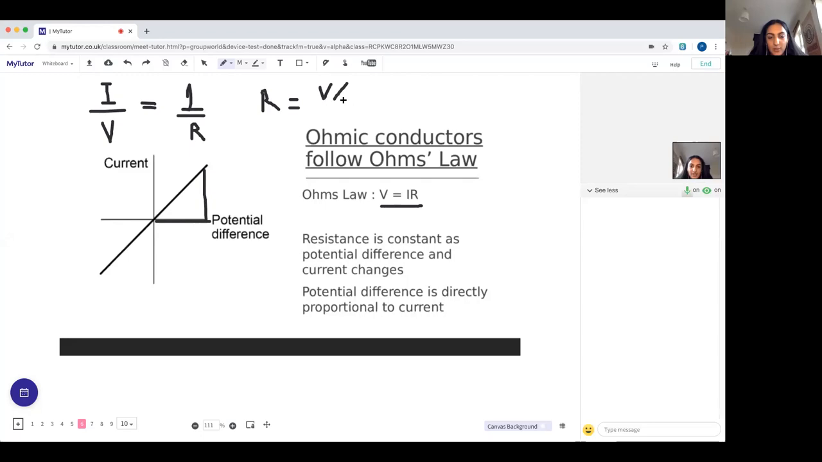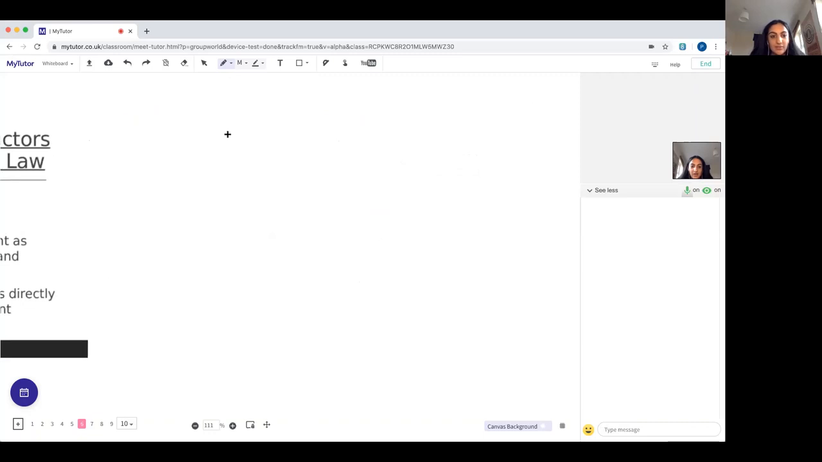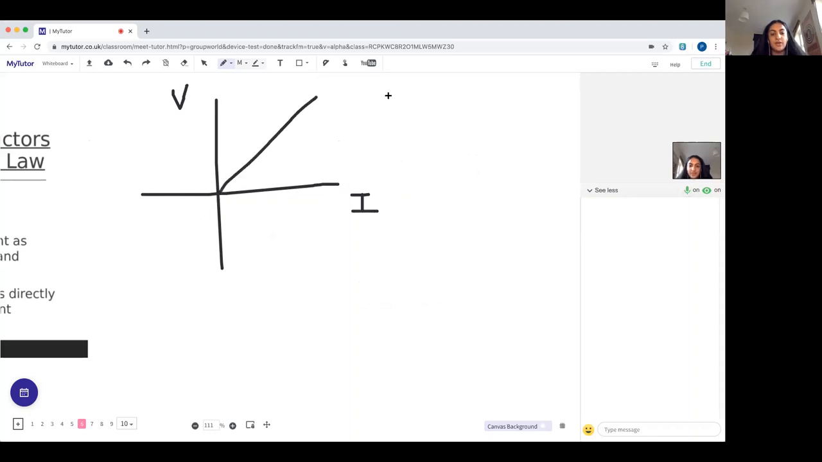Now this is a little bit complicated because sometimes the graph is drawn with current on the y-axis and potential difference on the x-axis, as it is here. Or sometimes they're switched around. So potential difference will be on the y and current will be on the x. So if I draw it the other way, with voltage on the y-axis and current on the x-axis, and we keep the same line, we still want to find the gradient of the line. Okay, so the gradient of the line is change in y divided by change in x.